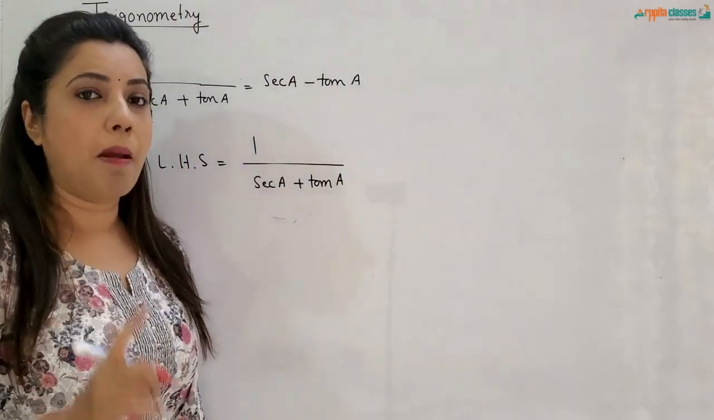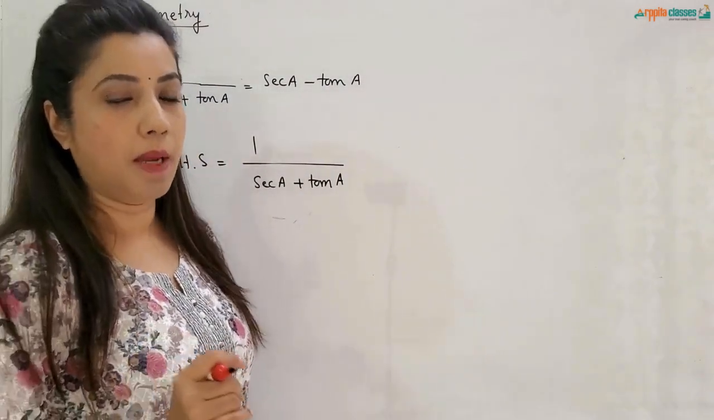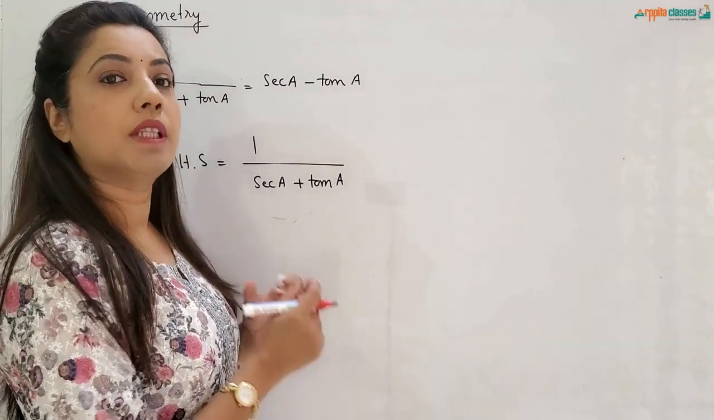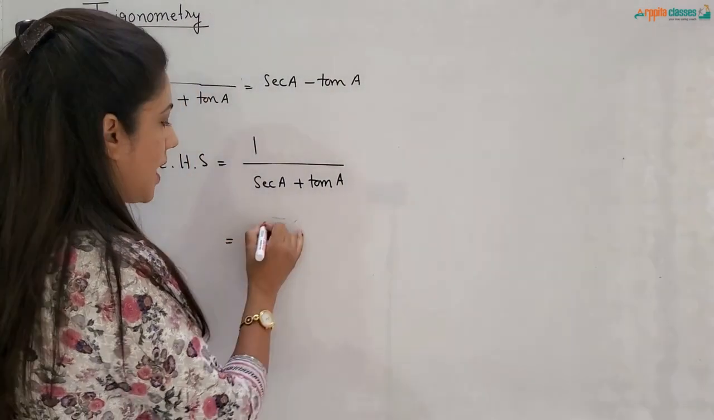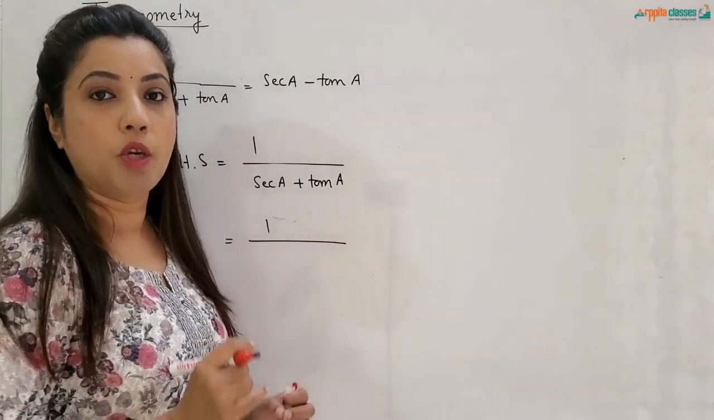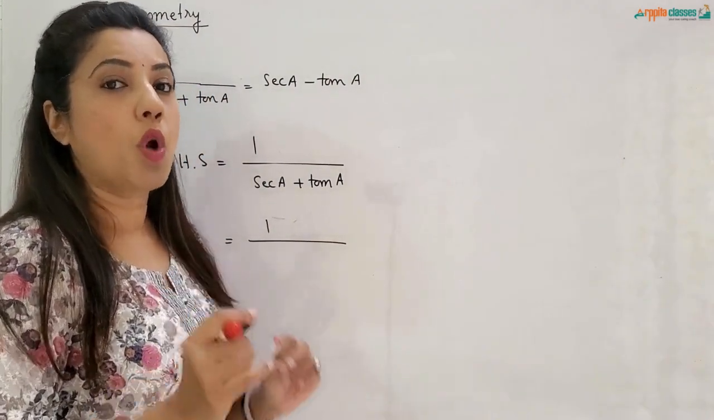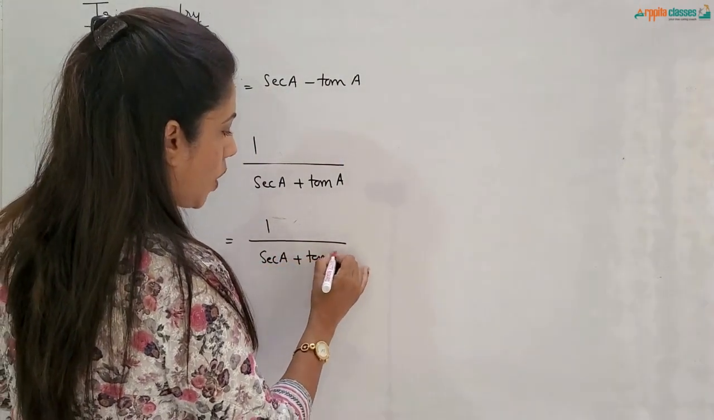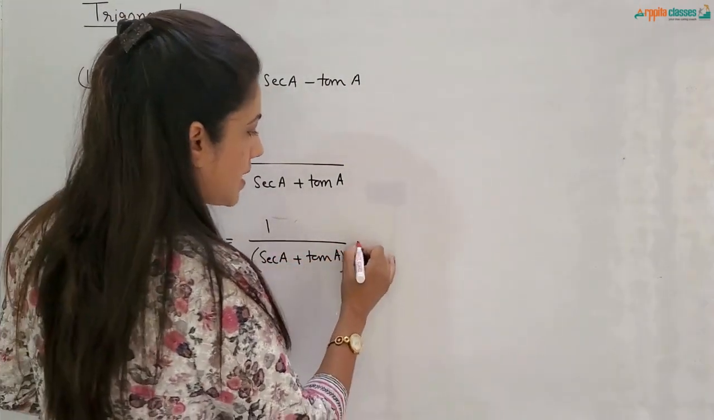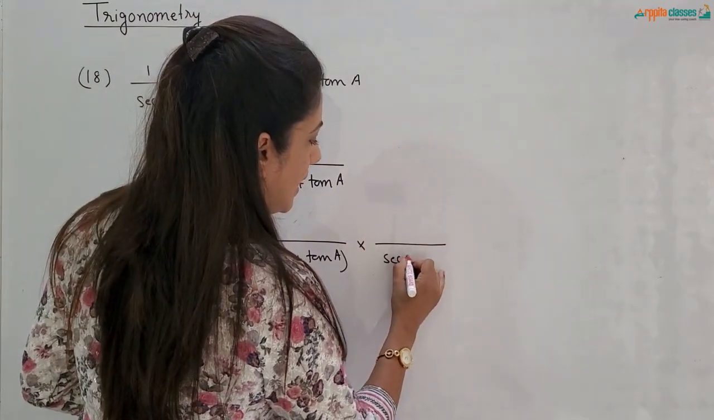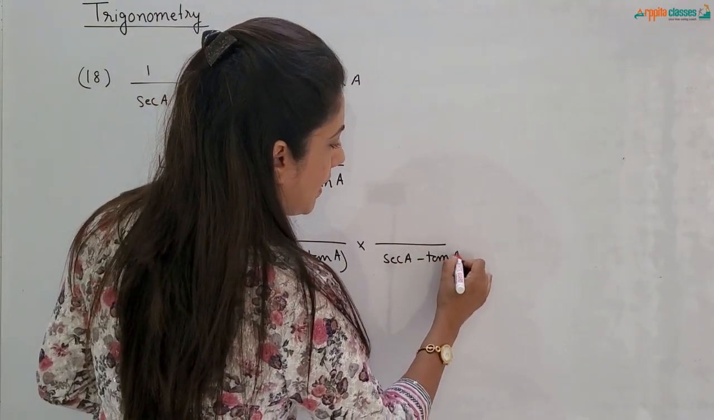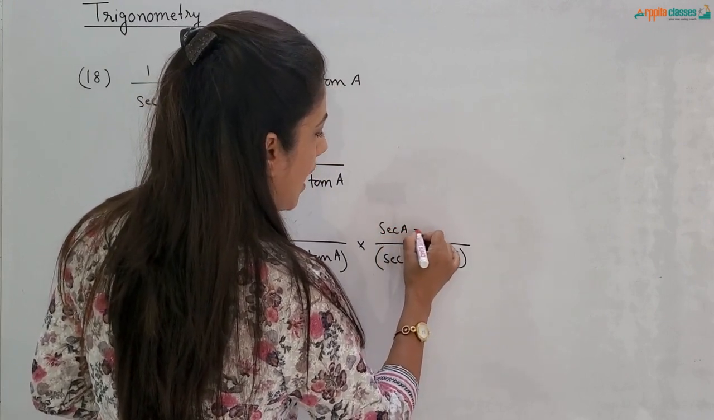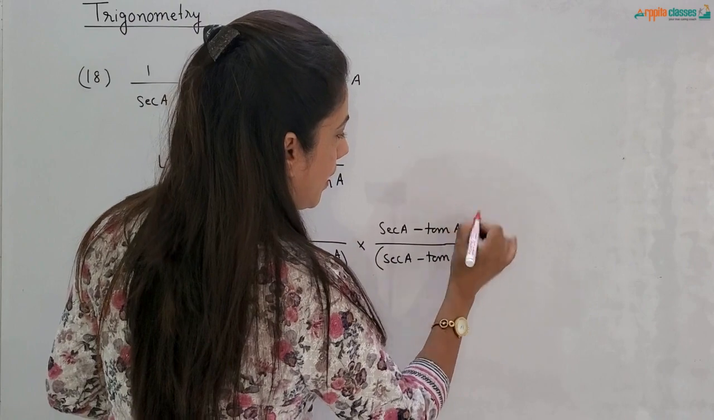Now I think everybody remembers in 9th standard we did one concept where we used to rationalize the denominator. Here we are going to use the same concept. We will be rationalizing the denominator. So we will multiply the denominator with its conjugate. So here it is sec a plus tan a. The conjugate of this term is sec a minus tan a. So we will multiply by sec a minus tan a to the numerator as well as to the denominator.